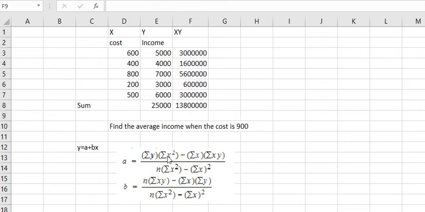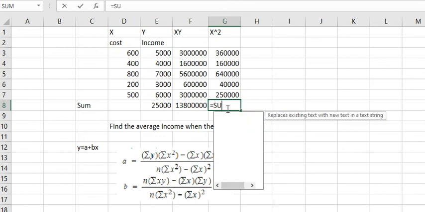The next one, the sum of s squared, that means we have this number in here to the power of 2. So we put this one in here and we sum all the numbers in here.